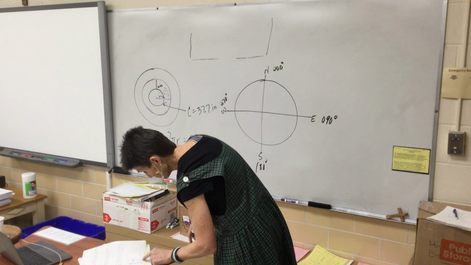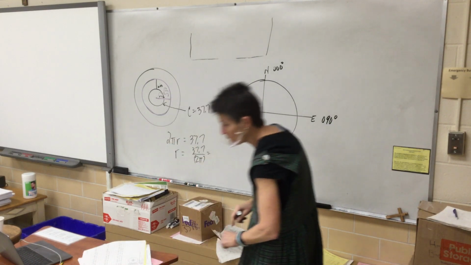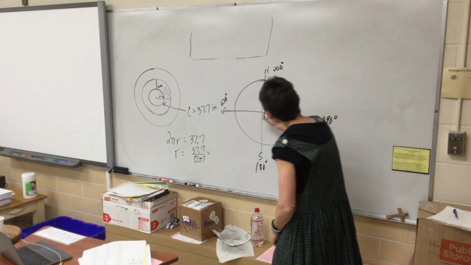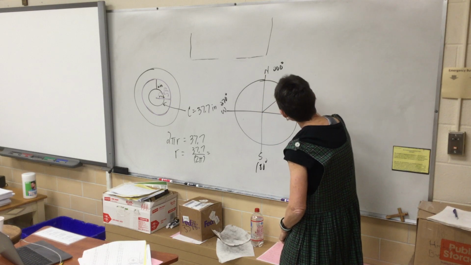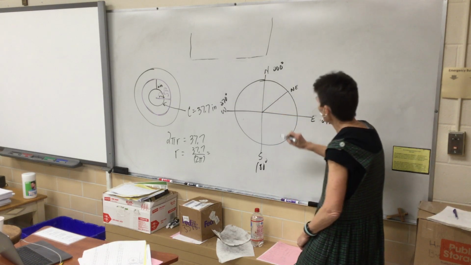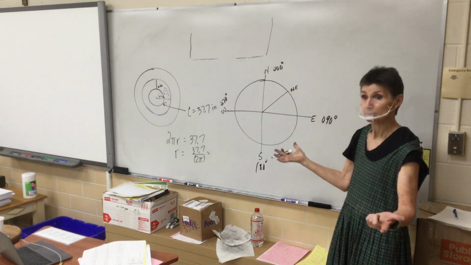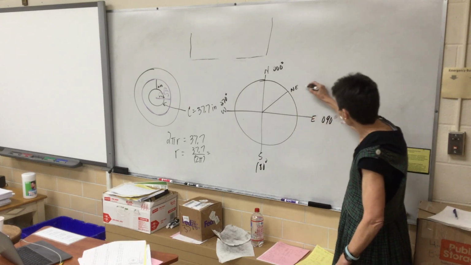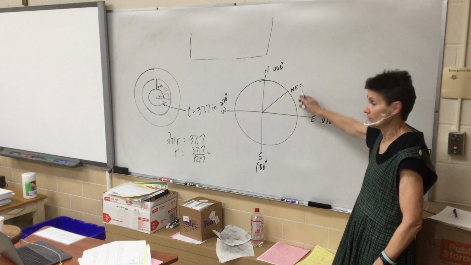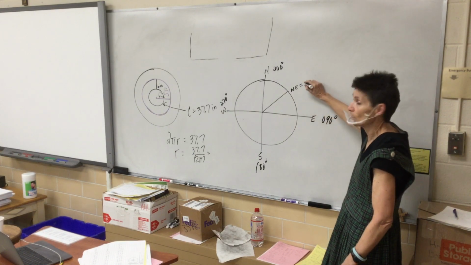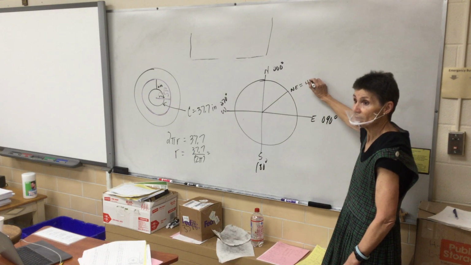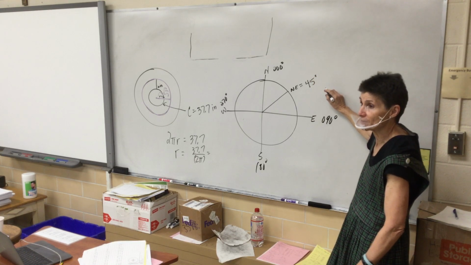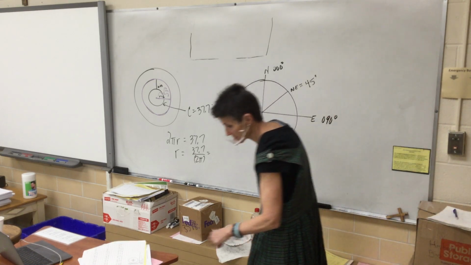Find the angle in degrees that describes northeast. Now, northeast would be directly in the middle of north and east, right? And if it's directly in the middle, what would be the measure of this angle? This one's 90. What's this one? 45? Northeast is 45. It's right in the middle of north and east.